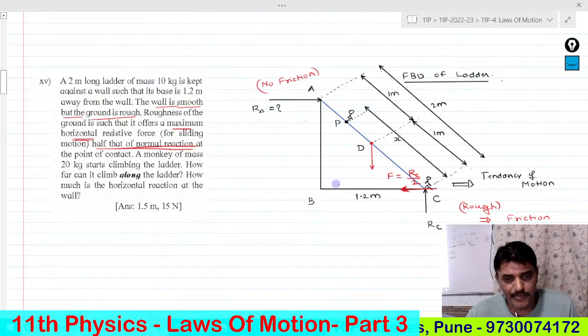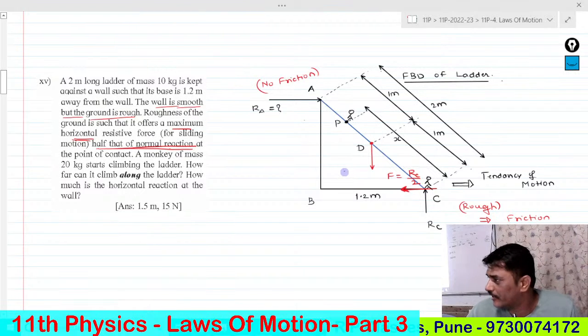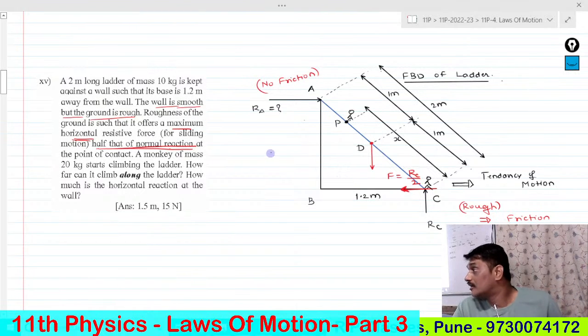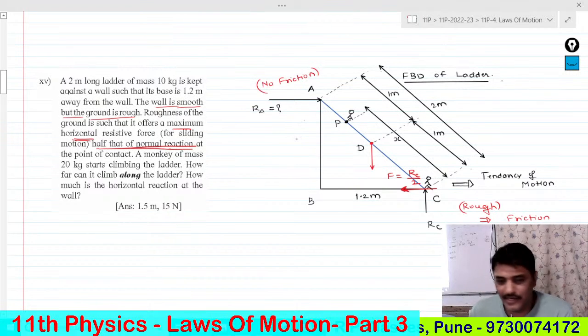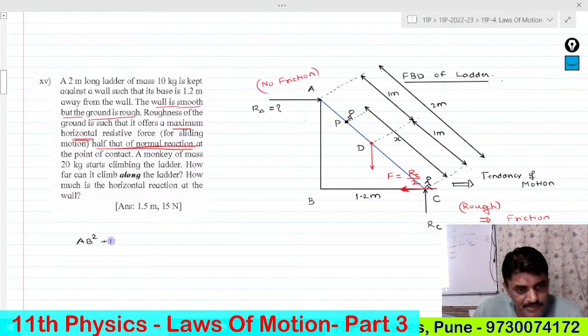After this point AB, how can I find out AB? AB happens to be, I mean by Pythagoras I can find it out, na? Pythagoras, है ना? AB square plus BC square is equal to AC square. So AB square I don't know. BC square 1.2 का square, and this is 2 का square, है ना?